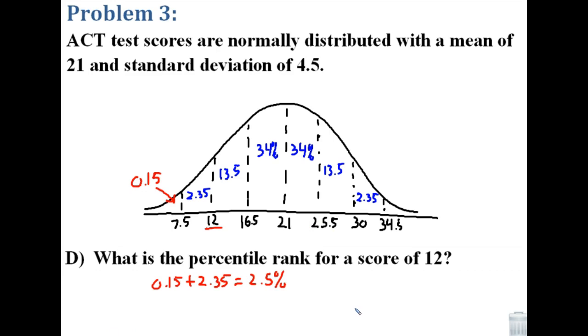Last question then, what is the percentile rank for a score of 12? In other words, what percentile is 12 at? What percentage of the data is below 12? For that we'll just add up everything below, the 0.15 plus the 2.35, that gives us 2.5 percent. So we'd say that 12 has a percentile rank of 2.5%.